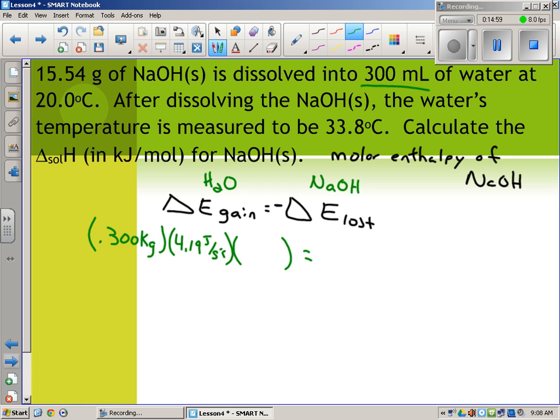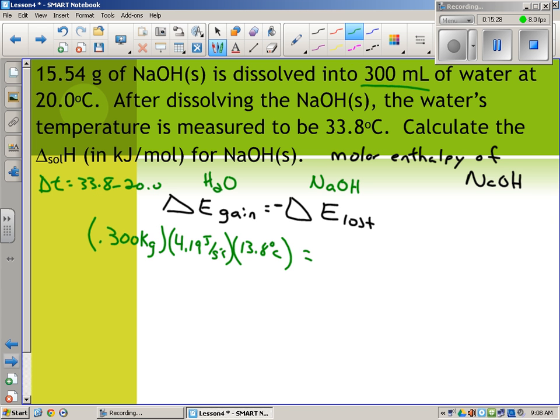What's delta T? Well, it's the change in the temperature, right? Water starts, it says here, it's dissolved into water at 20 degrees Celsius. It goes up to 33.8. So it looks like to me, of course, I don't know if I need to do this for you guys, but delta T would be 33.8, the final minus the initial, yes? So that's 13.8 degrees Celsius. Okay, so look, we got one side filled in already, yes?